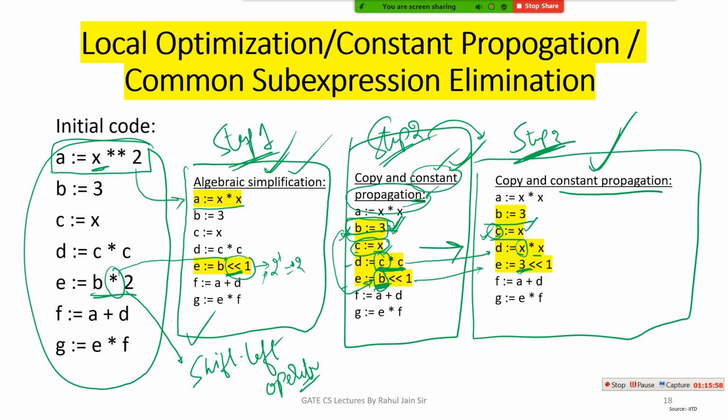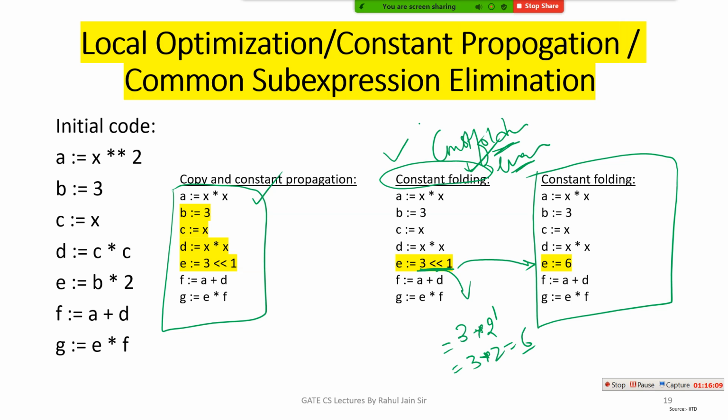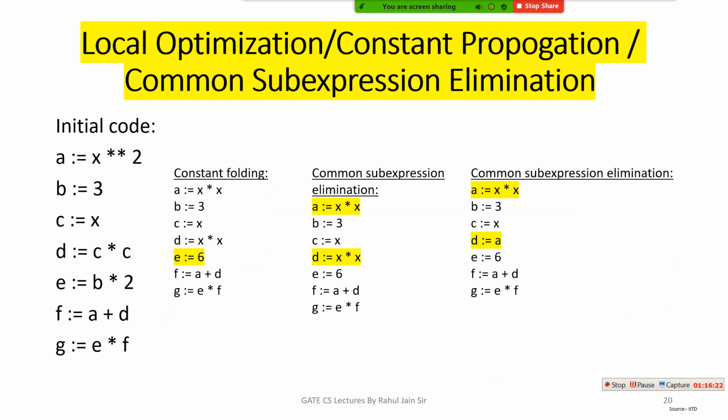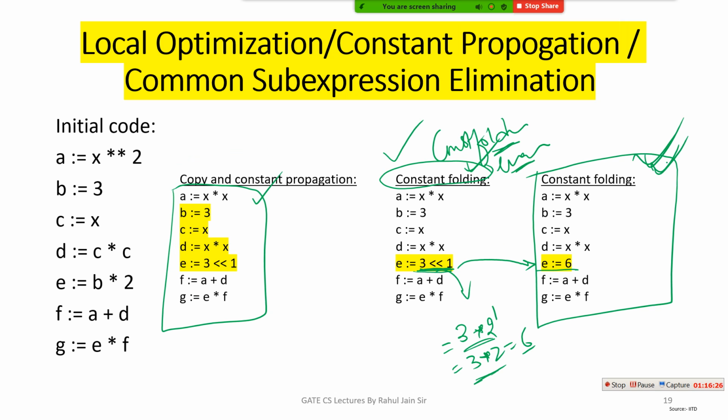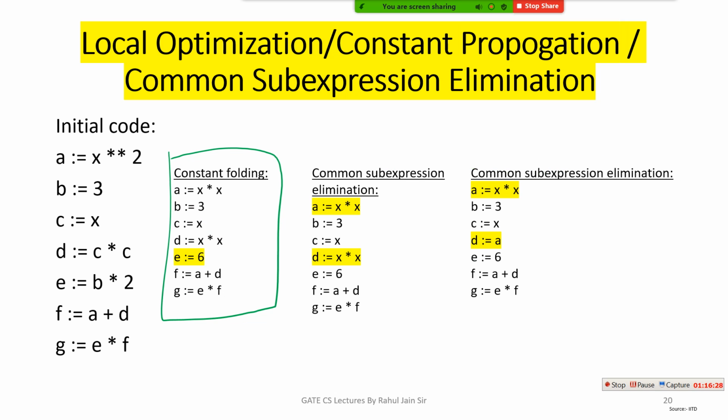So step by step we are doing. In step 1 we did algebraic simplification. In step 2 we did variable propagation and constant propagation. In step 3 we did constant folding. That is, we replace the value of e shift left operation 1 with 6, because it can be written like that. Now I am copying this step again. This step is simply copied here. It is the same step, right? This step is copied here.